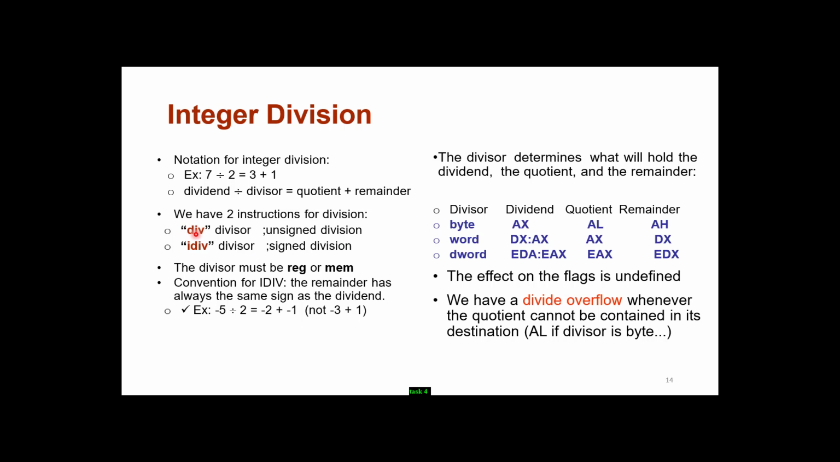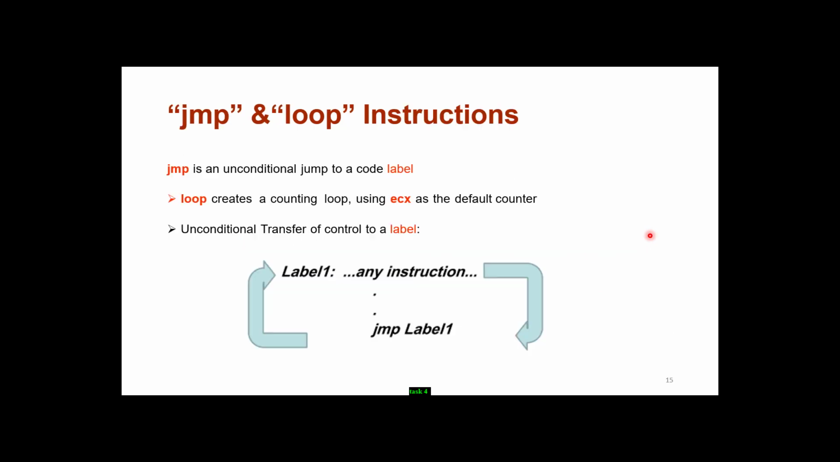This means if I'm going to say div CX, that DX AX are in the numerator, the denominator is CX, and the result will be stored in AX and DX: quotient and remainder.